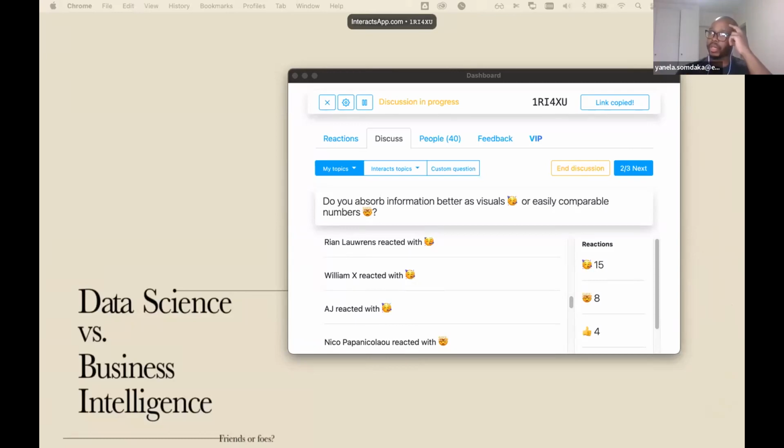I was very intrigued by the question, do you absorb information better as visualizations or easily comparable numbers? I couldn't respond to it immediately because I found it unfair in that it says, do you absorb information, so process and absorb information better as a visualization or as a number. So if you logged into your bank account now and your bank showed you a gauge that said you are 60% spent of what you have in your check account, would you be able to absorb that? That type of thinking.